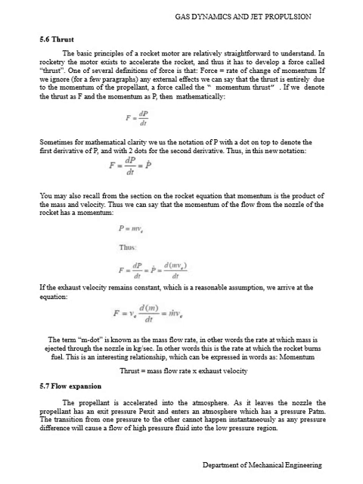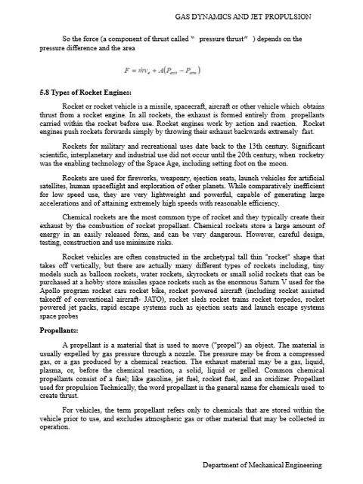Flow expansion. The propellant is accelerated into the atmosphere. As it leaves the nozzle, the propellant has an exit pressure and enters the atmosphere, which has a pressure P atmosphere. The transition from one pressure to the other cannot happen instantaneously, as any pressure difference will cause a flow of high pressure fluid into the low pressure region. So the force depends on the pressure difference and the area. So F equals m dot ve plus A times P exit minus P atmosphere.